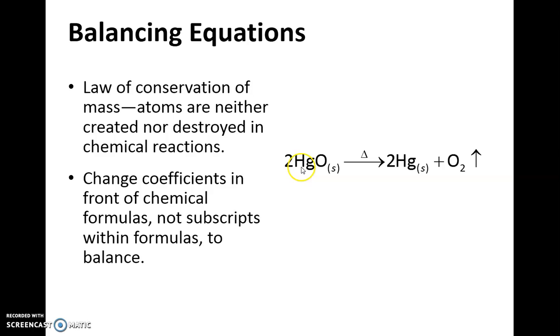Okay, so 2 times HgO is going to be the same thing as 2 times Hg and 2 times O. When the reaction occurs, we still have 2 Hg's, or 2 mercuries, and then the oxygen comes out as that diatomic molecule. Okay, so we can change those coefficients, but we cannot change the subscripts.